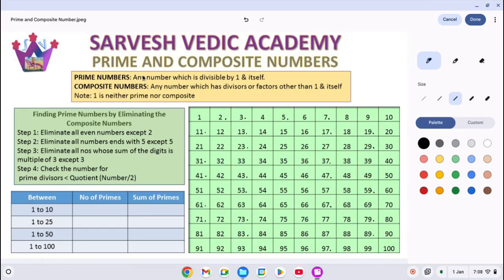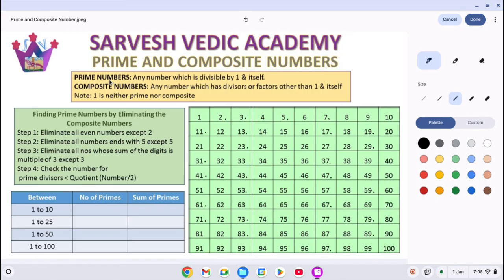Today we are going to see what is a prime number and what is a composite number. Our main idea here is to collect prime numbers from 1 to 100. Okay, so first let's see what a prime number is.